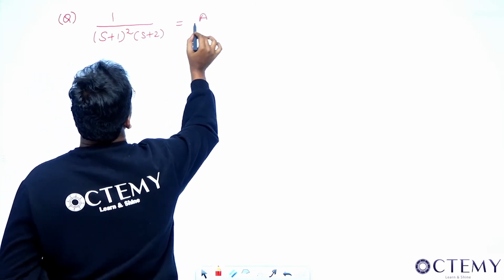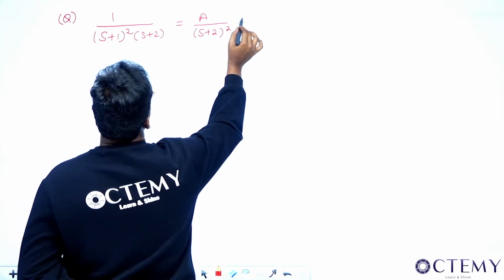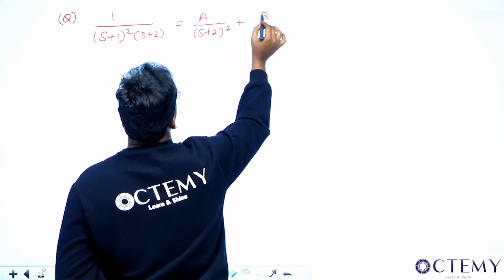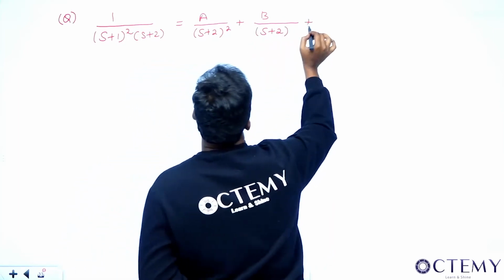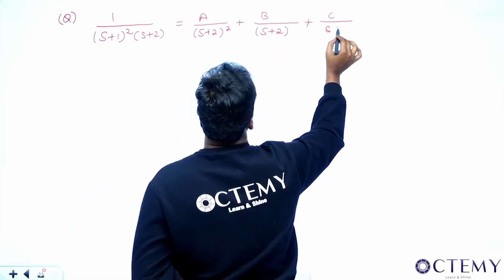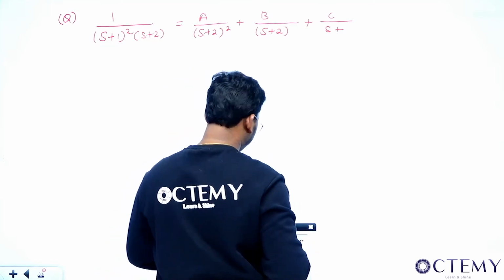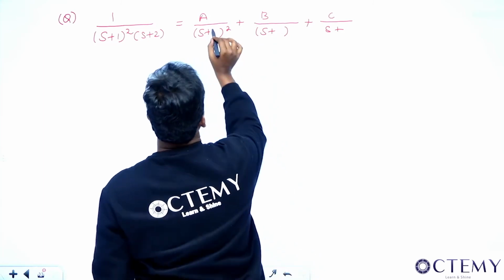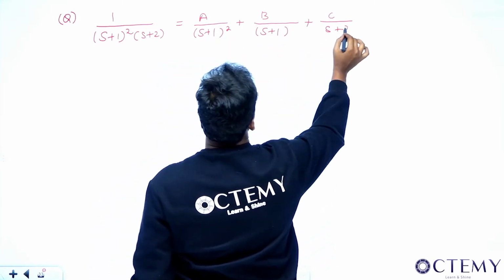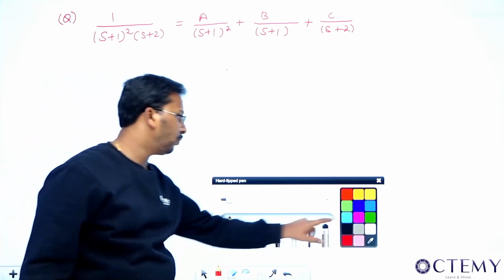You can write it as A by (s plus 2) square plus B by (s plus 2) plus C by (s plus 1), not s plus 2, so that is s plus 1. Yes, that is s plus 1 and this is s plus 2, right? A and C can be readily found. So let us see how to find A and C.